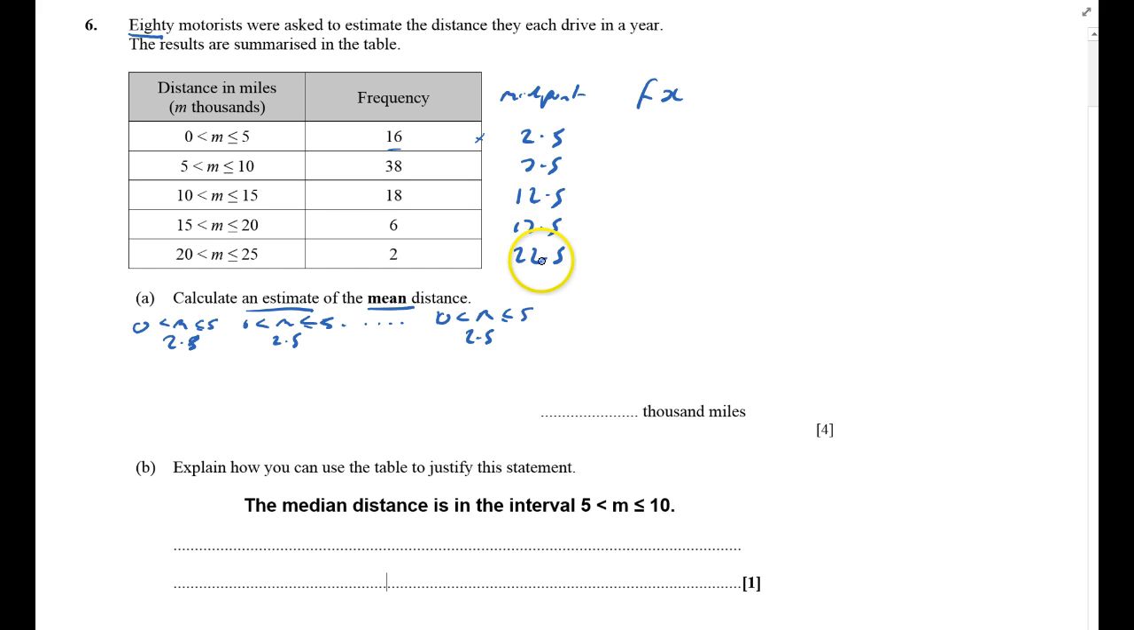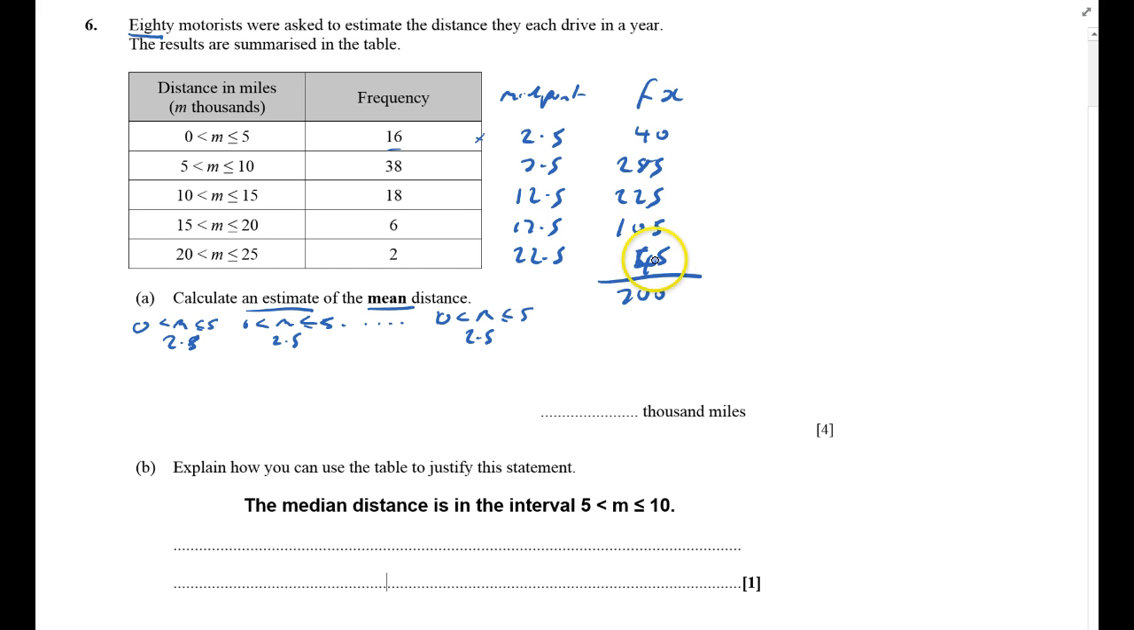and so I'm going to want to do 16 times 2.5, which will give me 40. And I've got 38 7.5s, which is 285. I've got 18 12.5s, which is 225. 6 17.5s, 105. And finally, 2 22.5s are 45. If I add all those up, I get 700.